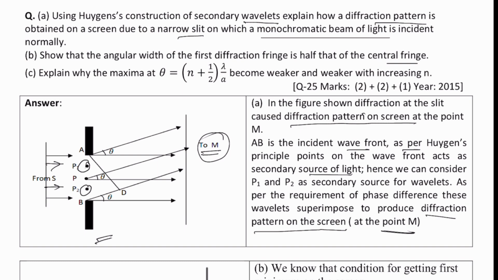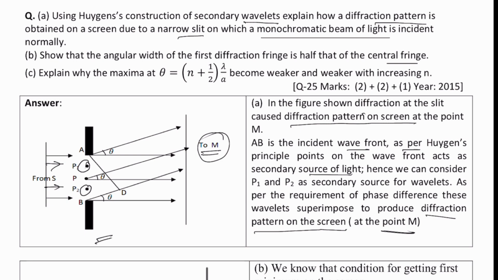So this is central O, D1, D2, D1 dash, D2 dash. We know that the condition of getting the first minima is a sin theta equal to lambda. When theta is small, sin theta becomes theta, so theta is lambda by a. So 2 theta is equal to 2 lambda by a. From the figure, the angular width of the first diffraction fringe is lambda by a, the 2 cancelling out. Lambda by a is the angular width. Therefore, the angular width of the central fringe is 2 lambda by a.